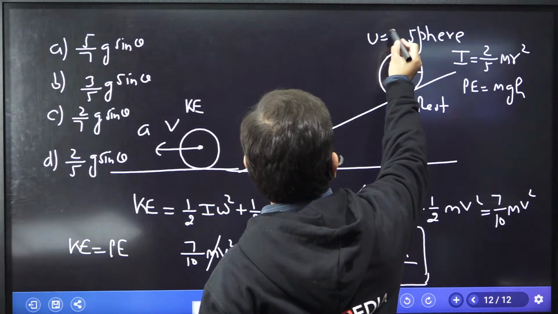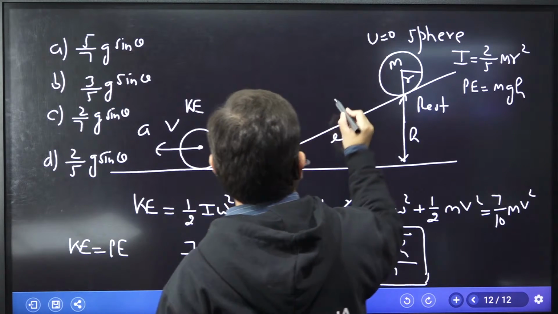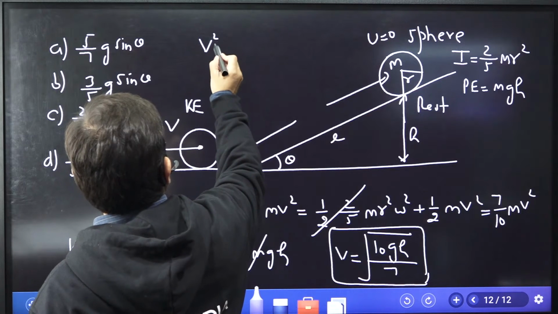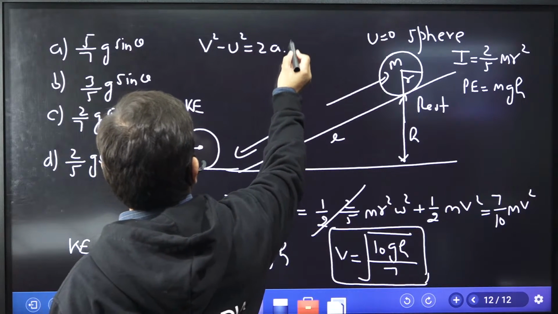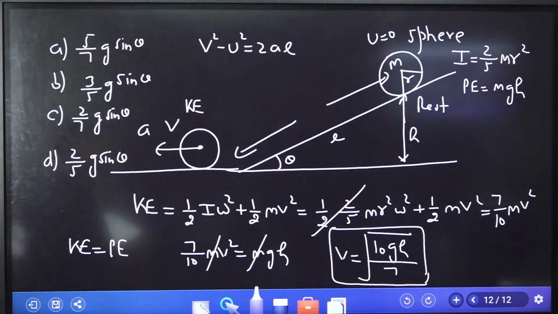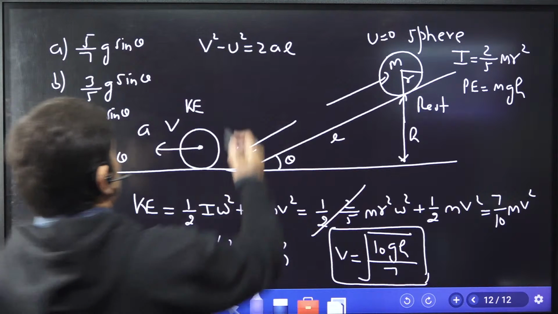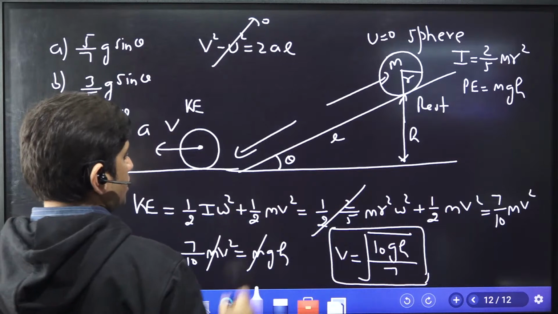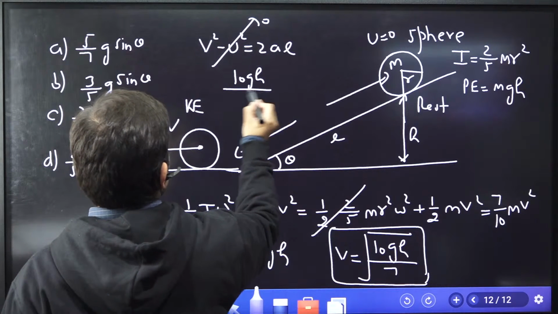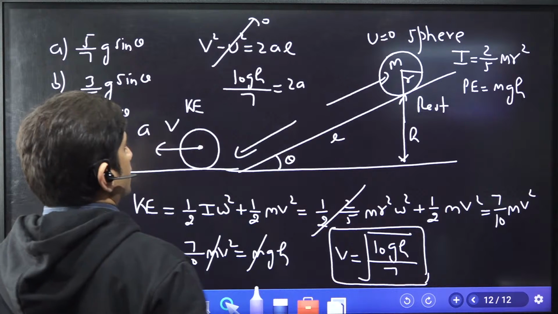Here the initial velocity was u. Let us say the distance it covered is l. So v square minus u square is equal to 2al. Can I say that? You'll say, sir, this equation I can use only if a is constant. But a is constant. Why? Because the force is constant. Which force is acting on it? The force mg sin theta, which you found yesterday in friction. u is 0. And what is v square? 10 gh over 7 equals 2a into l.